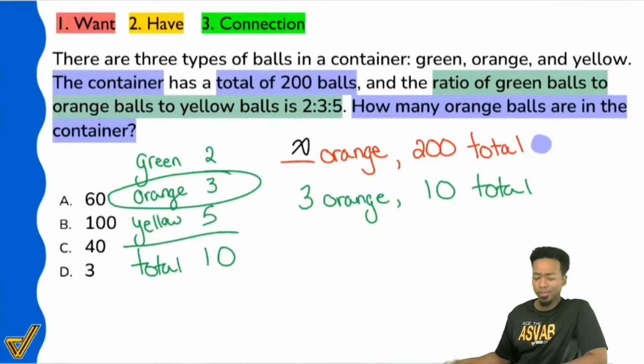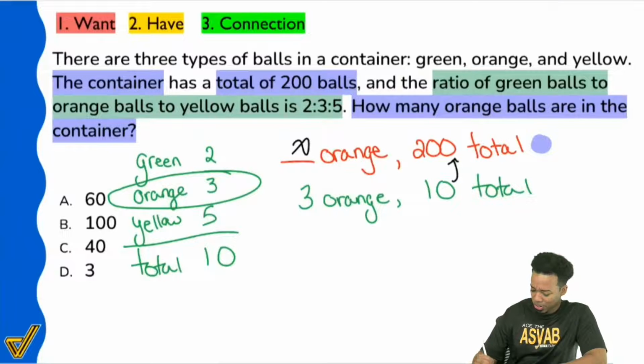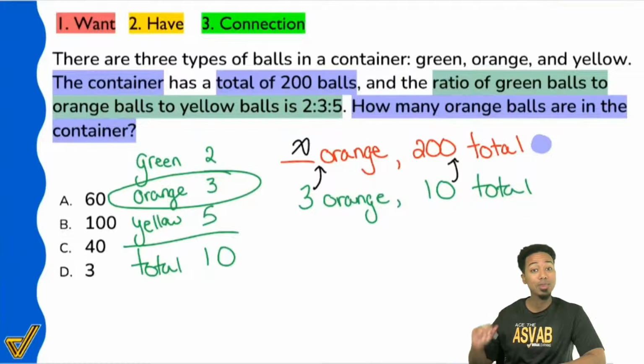But if you look at the comparison, hey, from 10 to 200, you can actually make a quick comparison mentally. 10 to 200, that's times 20. 3 times 20, everybody, what is that? 3 times 20 is going to give us 60.